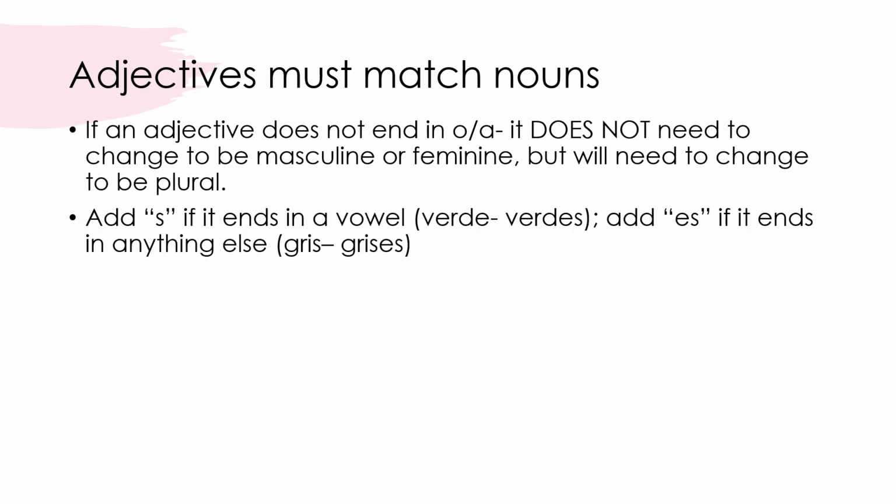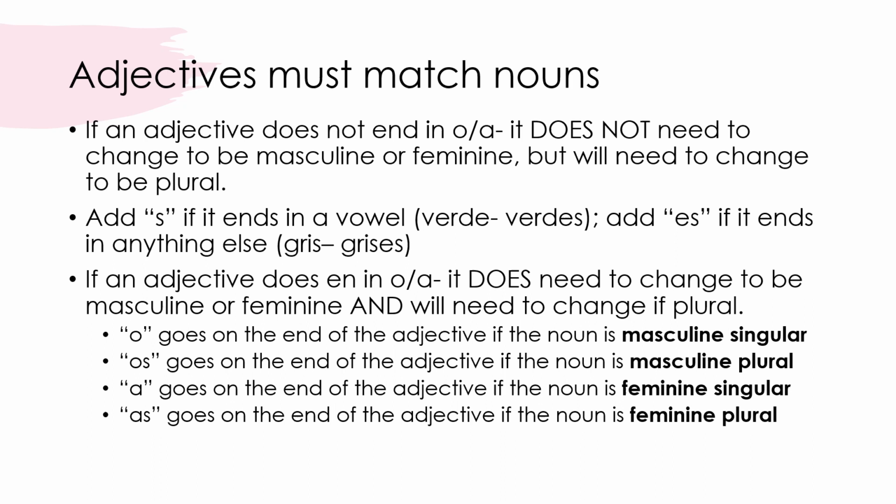So to do that, we'll start with the easy one. If it ends in a vocal, if it ends in a vowel, for example, verde, all you're going to do is add an S. So we take it from verde, singular, the green sweater, to verdes, the green sweaters, plural. If it does not end in a vowel, it ends in any other letter, you're going to add ES to the end. Por ejemplo, gris becomes grises.